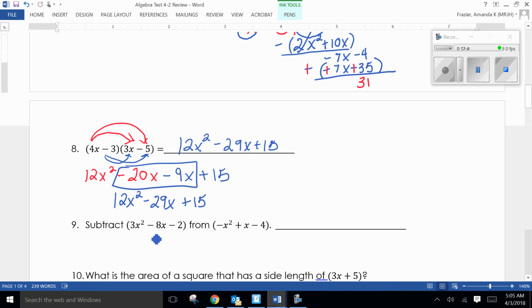Okay, so subtract 3x squared minus 8x minus 2 from negative x squared plus x minus 4. Okay, so I want to subtract this from this. So I'm going to go ahead and line these up. Negative 3x squared. And I'm going to do this like I'm adding, so I'm changing all of these. So minus 3x squared, minus negative 8x would be like positive 8x. And minus negative 2 would be like plus 2. So now I can just add all of these together.